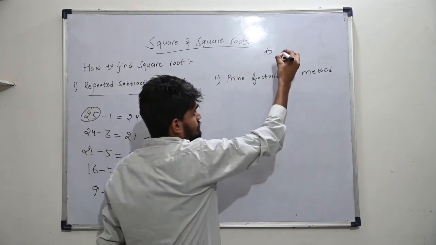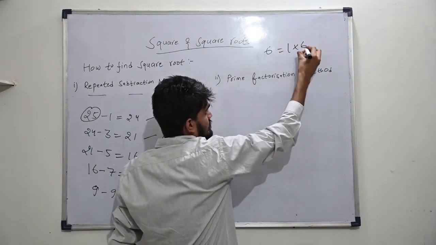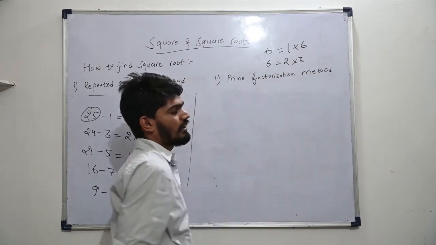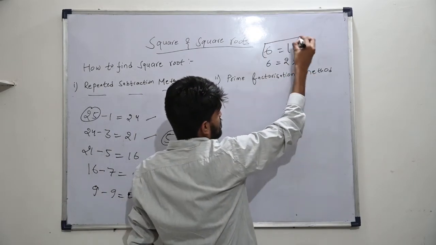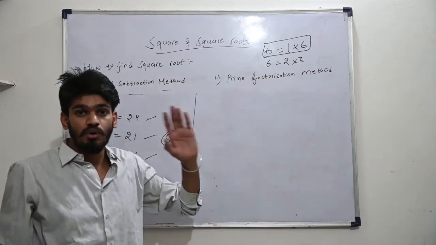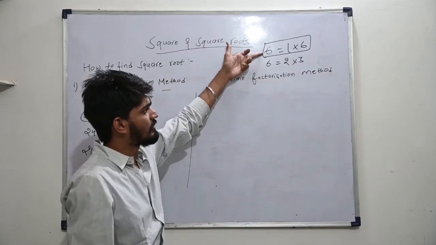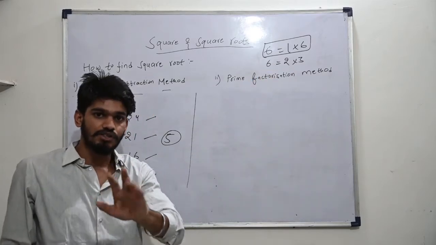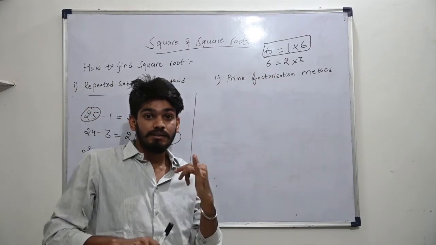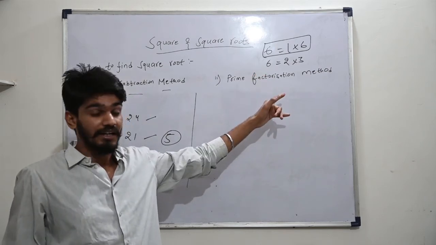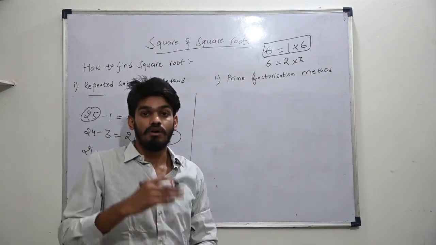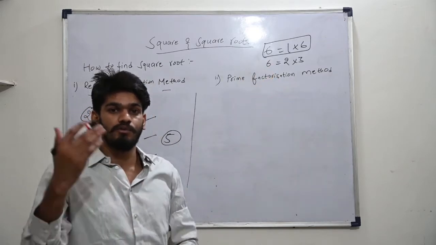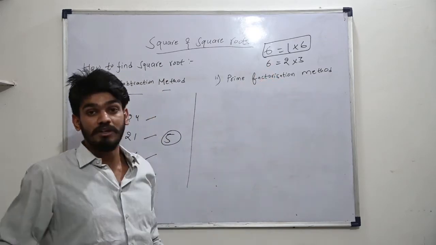For example, I can write it as 1 into 6, as well as I can write it as 2 into 3 as well. This is known as only factorization. I am writing a number as a product of two numbers. That's only factorization. But if I have more numbers, this is an example of 6 only, if I go for a bigger number, then there will be so many factors of it.